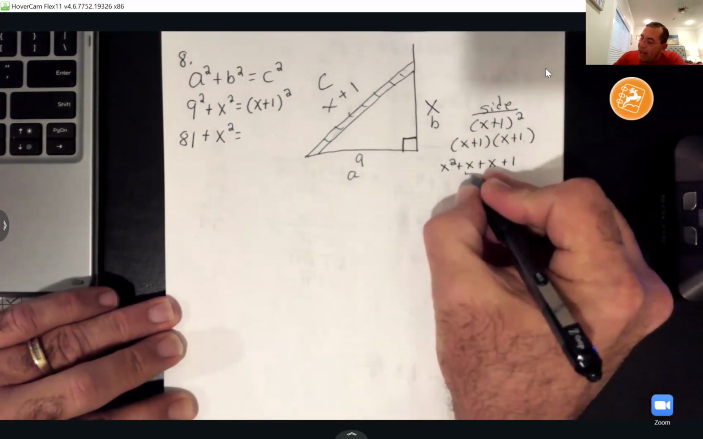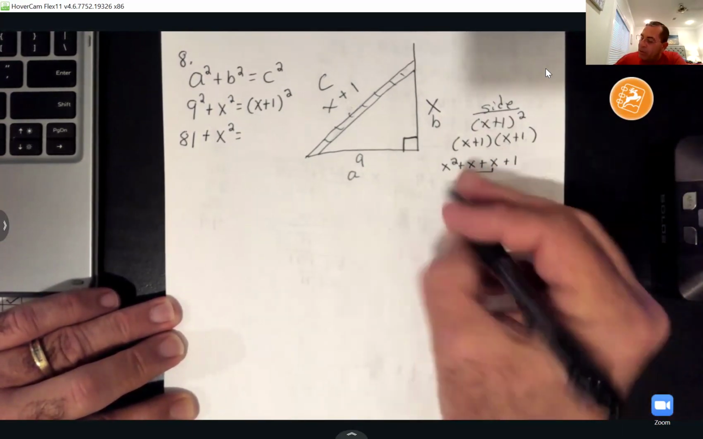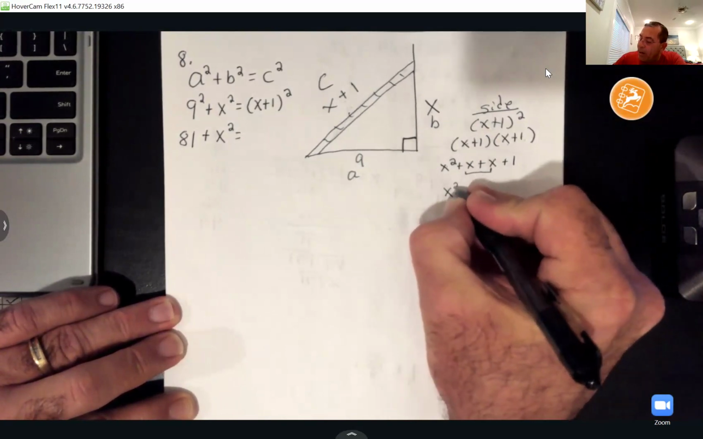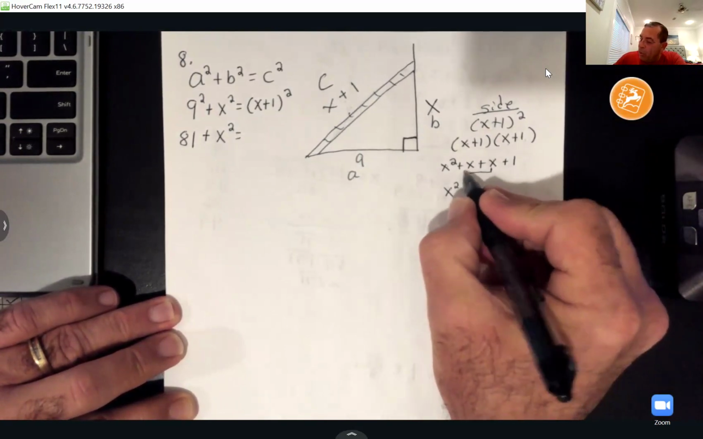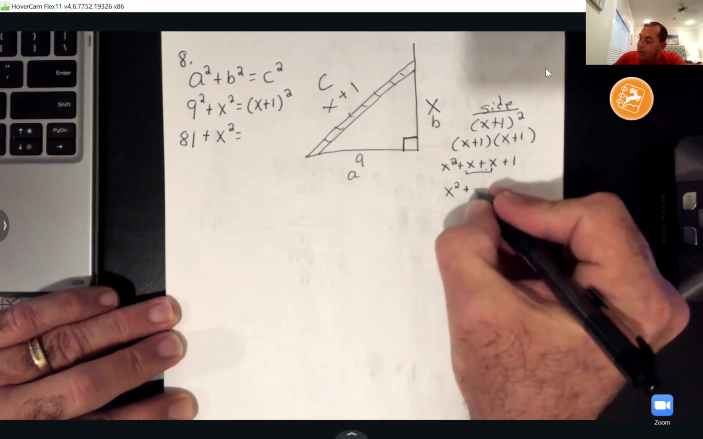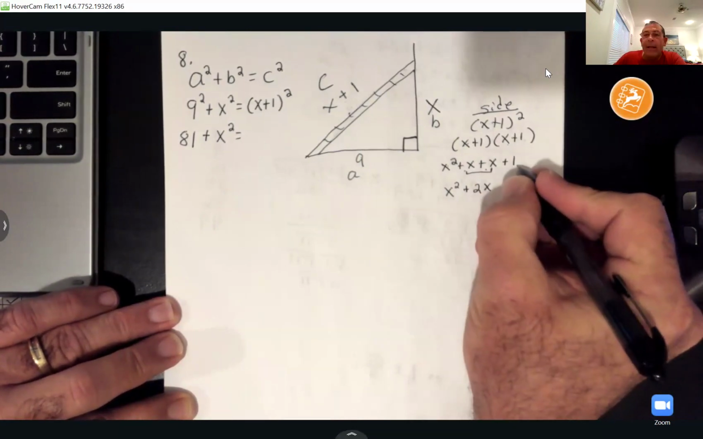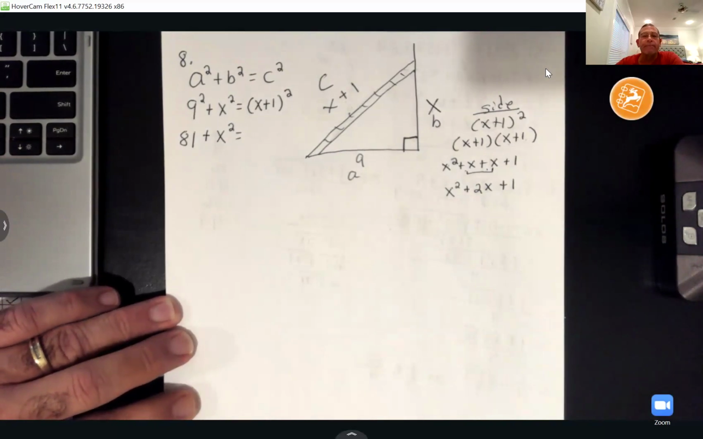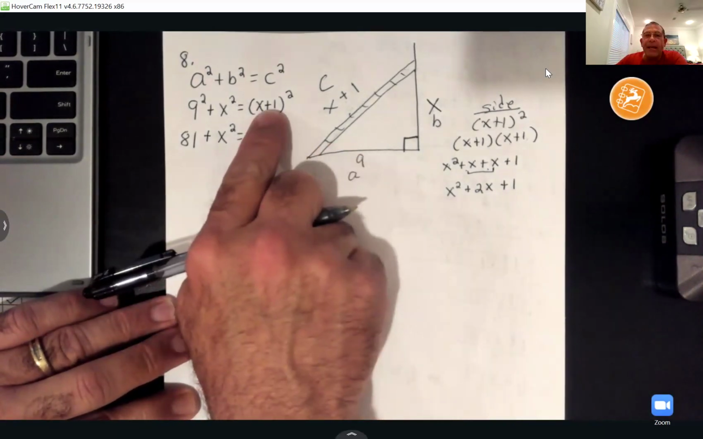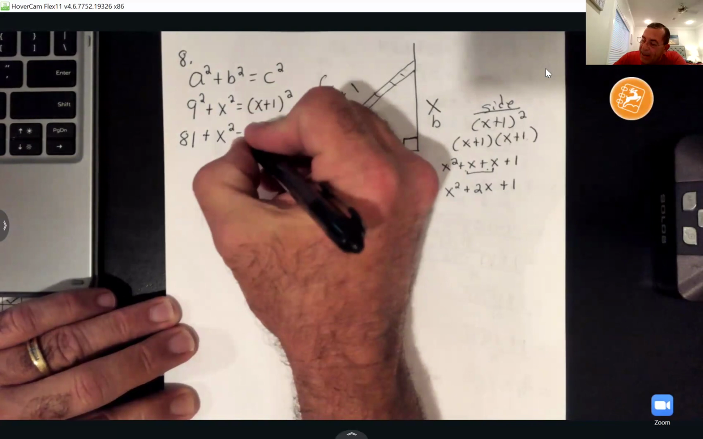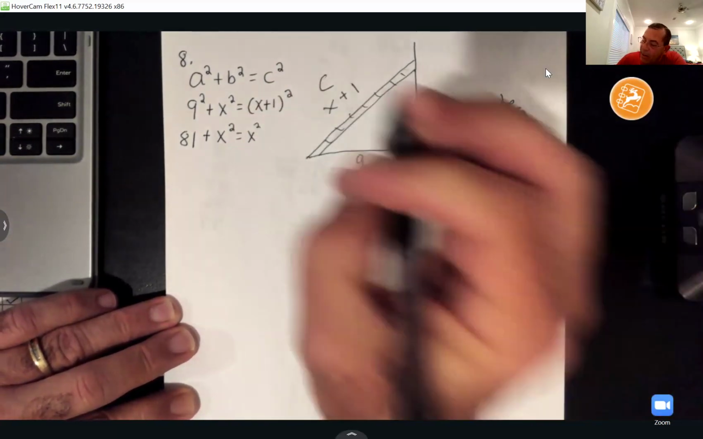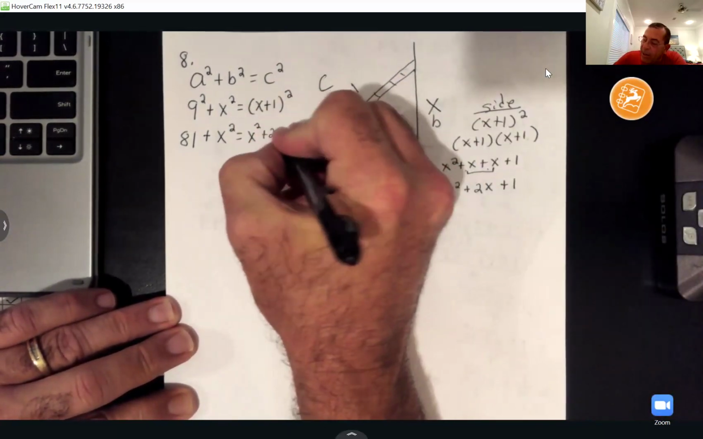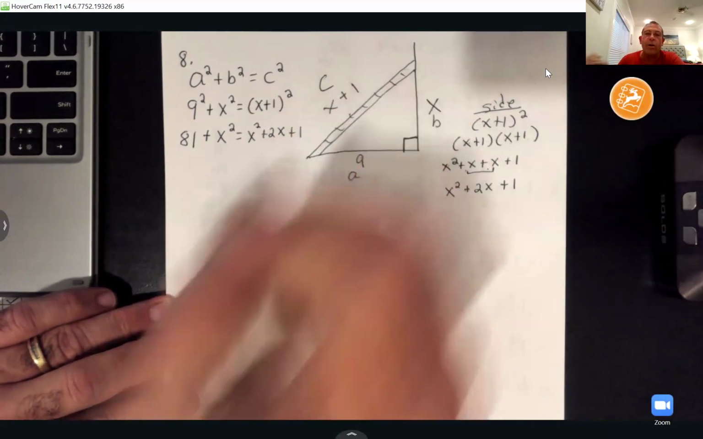So you would add the 2 x's in the middle so that you get your x squared plus, well, 1x plus 1x gives us 2x. And then at the end, bring down our 1. So we replace the x plus 1 squared with that. So we get an x squared plus 2x plus 1.